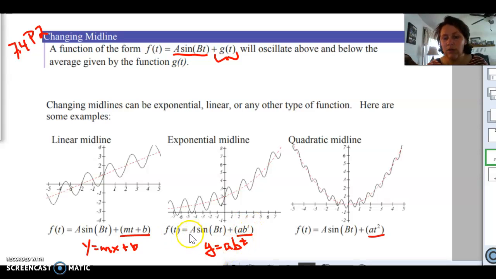Now also remember that on some of those problems, they had the midline written in front of the sine or cosine function. So just remember that, keep that in your mind. I think there's one example where that does show up. So keep that in mind.